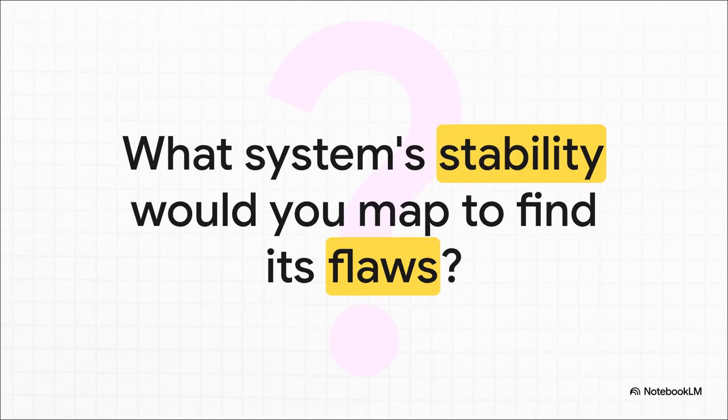Ultimately, the root locus method does something pretty remarkable. It turns really complex algebra into intuitive geometry. It gives engineers a form of foresight, letting them see all the hidden trade-offs in their design. It's all about making sure that things don't just work on paper. They work robustly out in the real world. And that leads to a final thought. If you could map the stability of any system just to see its hidden flaws, what would you choose?